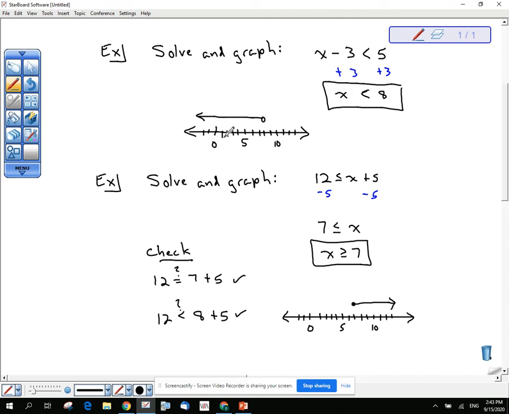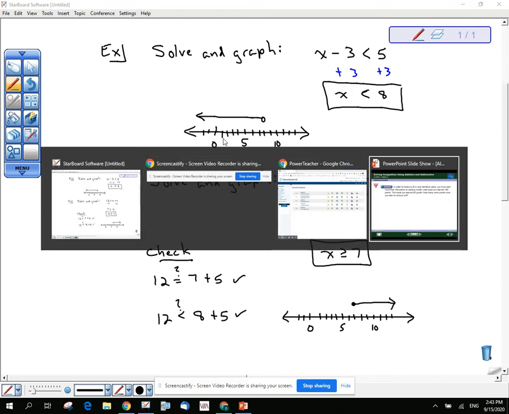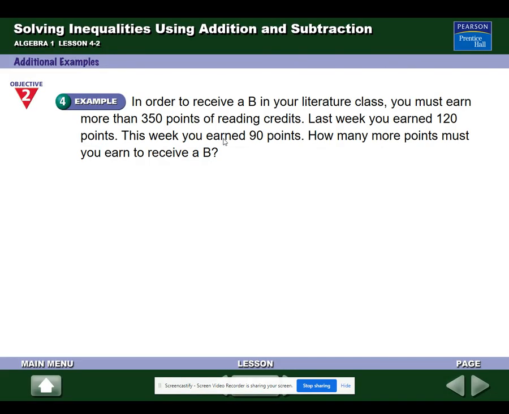Okay. One more example. This says in order to receive a B in your literature class, you must earn more than 350 points of reading credits. And last week you earned 120 points. This week you earned 90 points. How many more points must you earn to receive a B? So now you're going to write your own inequality and then solve what you wrote.